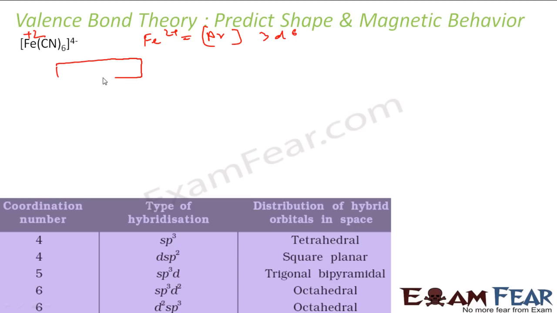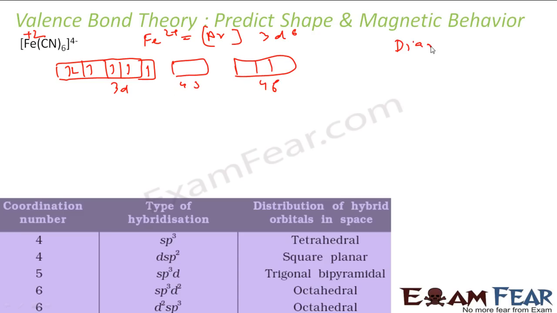Let's draw this argon 3d6. This is 3d6: 1, 2, 3, 4, 5, and 6. Correct? Now let's draw 3d, then we'll have 4s, then we'll have 4p. Experimentally, it is seen that it is diamagnetic. That means pairing has to happen. So some pairing will happen. One electron will move here, the other electron will move here.